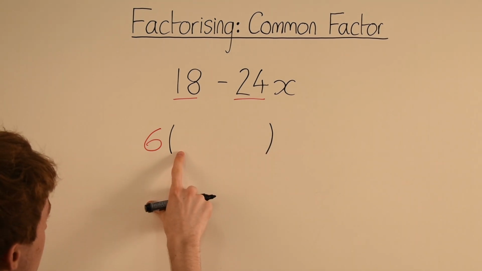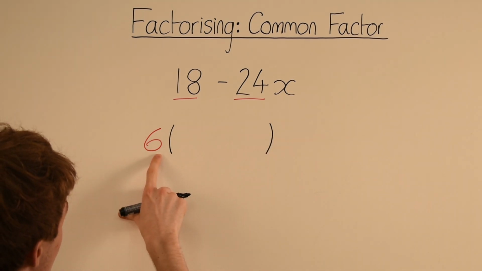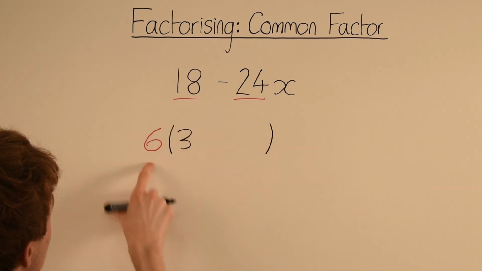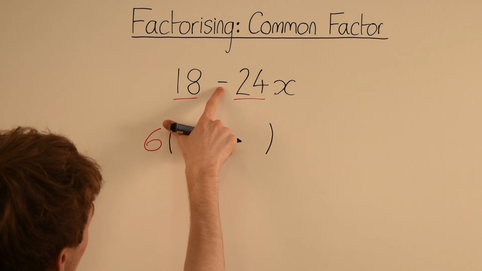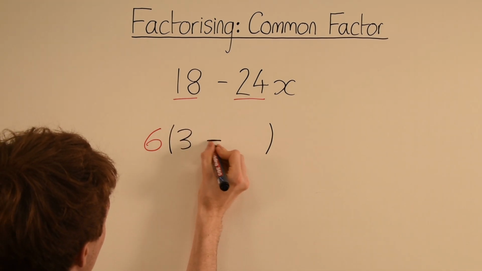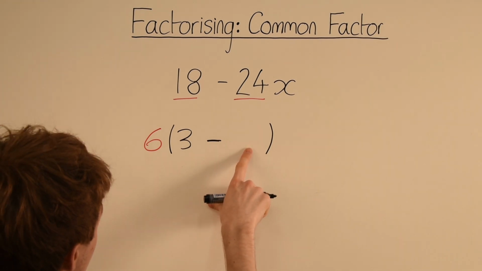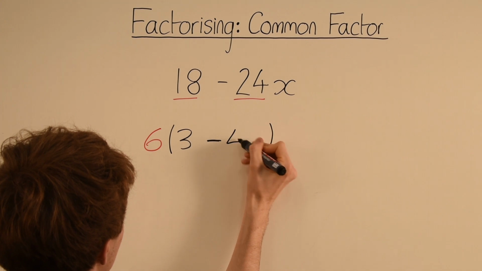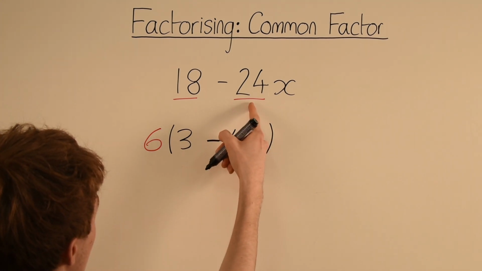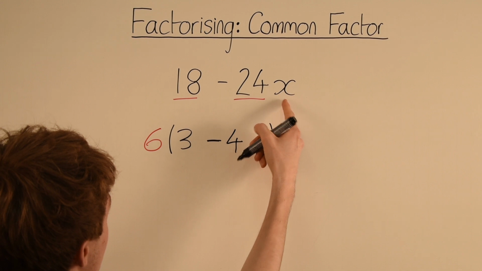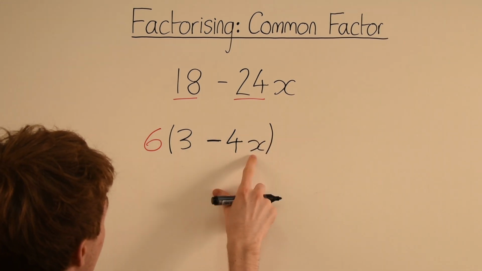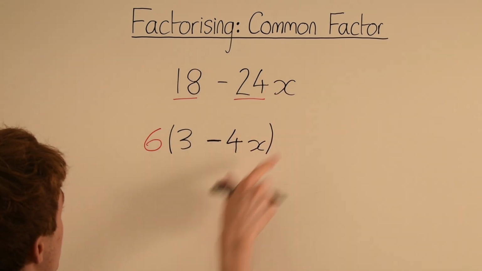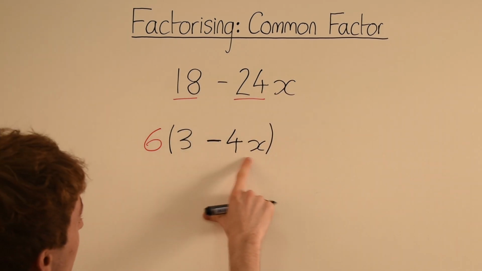And then inside the brackets, the first thing we want is something that multiplies by 6 to give 18. Well, that's going to be a 3, because 3 times 6 is 18. And then this time we've got a minus, so we've got to copy that down here in the brackets. And now we need something that multiplies by 6 to give 24x. Well, 4 multiplies by 6 to give 24, but because we want 24x, we've got to put an x here as well, so that 4x times 6 is 24x. So we've now factorised this expression as 6 multiplied by 3 minus 4x.